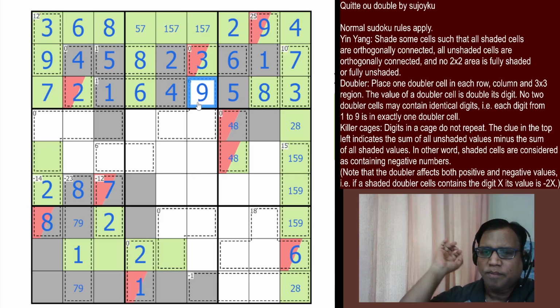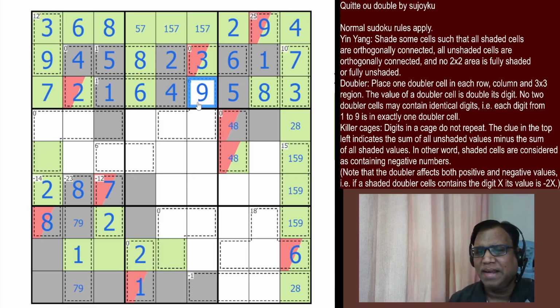9, can 9 be negative? Yeah, not possible, right? If 9 is negative, this must sum to 15. Possible. That could be 7, 8. Just possible.